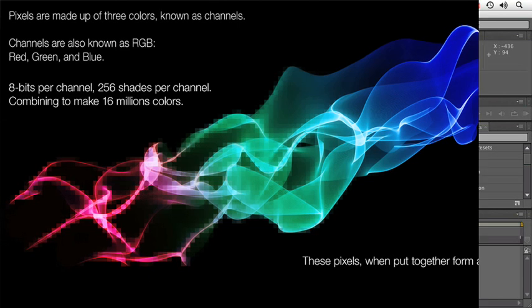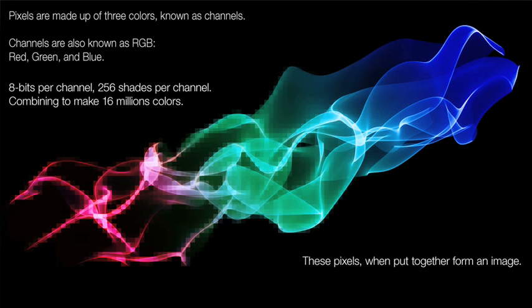I would like to start by talking about what a pixel is. A pixel is like the molecule of the image. It's the smallest part into which you can divide a still or video. Pixels are made of 3 distinct colors, also known as channels. These are also known as RGB, which stands for red, green, and blue. Usually, in video work, we work at a pixel color depth of 8 bits per channel.